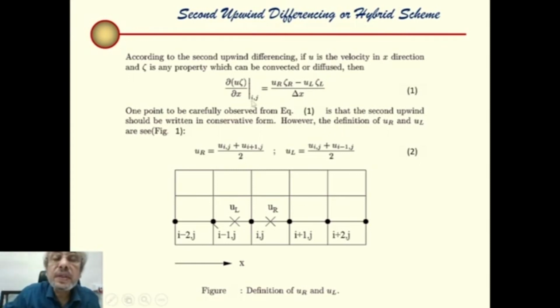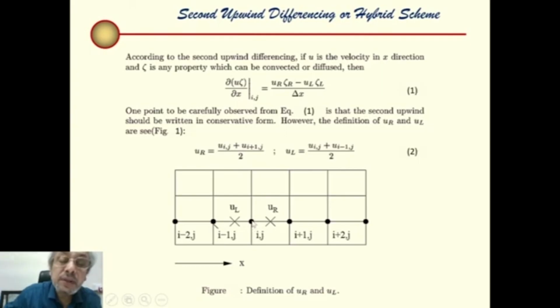According to second upwind differencing, again we are writing u into zeta. Zeta is a property being transported. It may be even u velocity, v velocity, w velocity, or temperature, with the u component of velocity. So del x of u zeta at the i,j point, we'll first write this as u_r zeta_r minus u_l zeta_l by delta x. Here r and l are the right point and left point, taking i,j as the reference. Look at the figure.